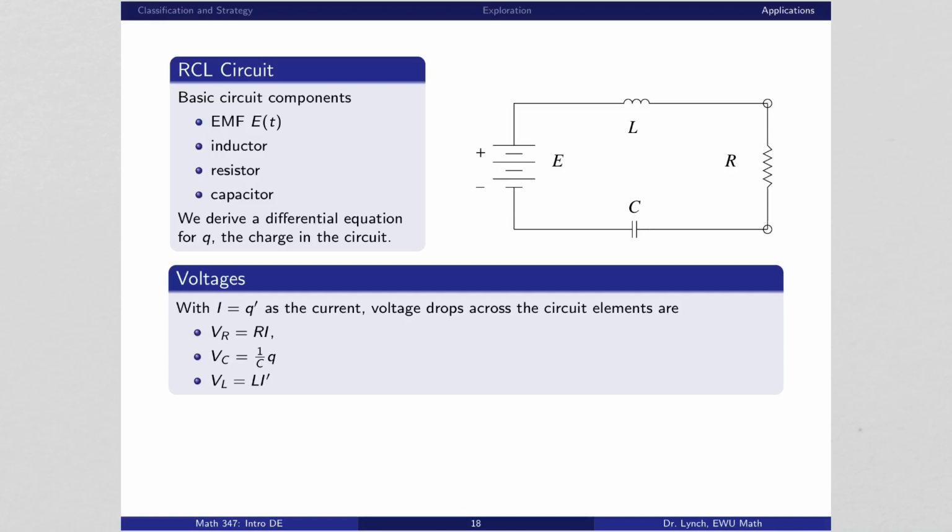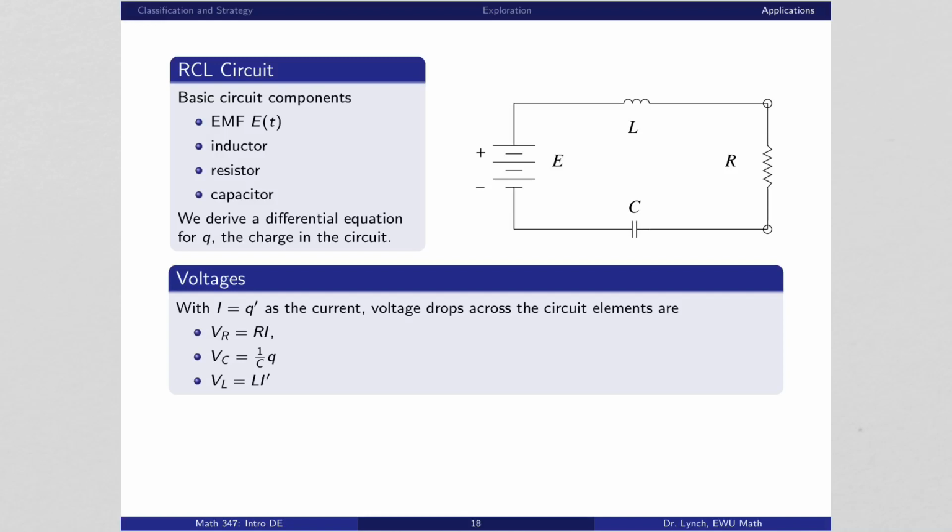and relating those either currents or charges to the voltage. So the first one is a familiar one, Ohm's law. Ohm's law says that the voltage drop across a resistor is just equal to the resistance times the current through the resistor. V sub R equals R times I.